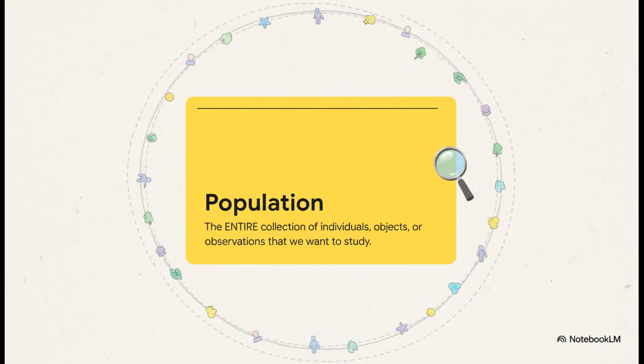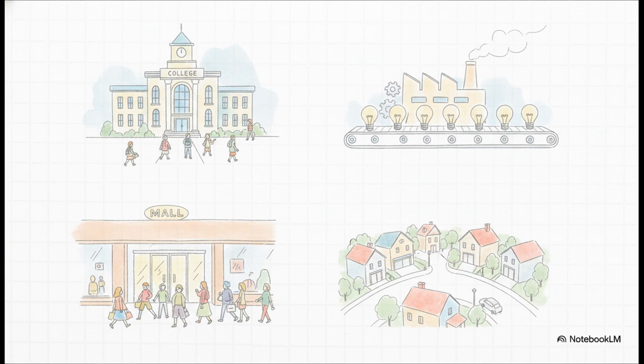Okay, first things first, let's get our definitions straight. The population, that's the big one. It's the entire collection of everything we want to know something about. And the key word there is entire. Not some of them, not most of them, but all of them. This is our ultimate target group. And these examples really make it click, don't they? A population could be all the students at a college, or every single light bulb a factory makes in a week. It could even be all the customers who walk into a mall. The key is always all. The population is the complete set.